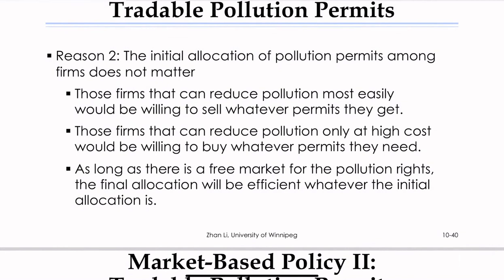Well, the second reason says that the initial allocation of pollution permits does not matter. Why does it not matter? Simply put, if there is a market for trading permits between different firms, how you allocate pollution permits initially into these firms does not matter, because you can imagine that if you allocate the pollution permits, let's say, into one firm, then in the end, other firms will be able to buy pollution permits from this one firm, right?